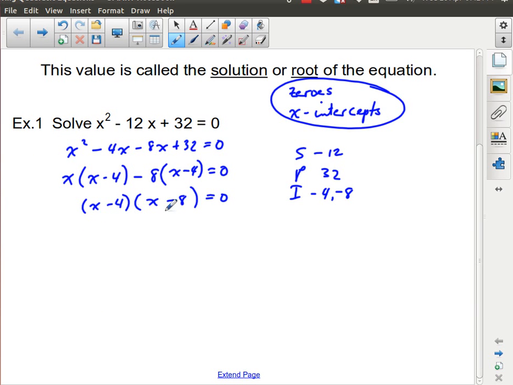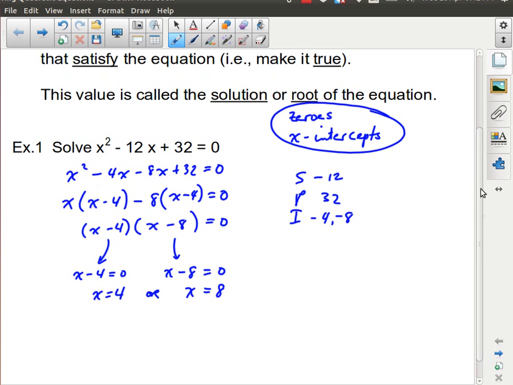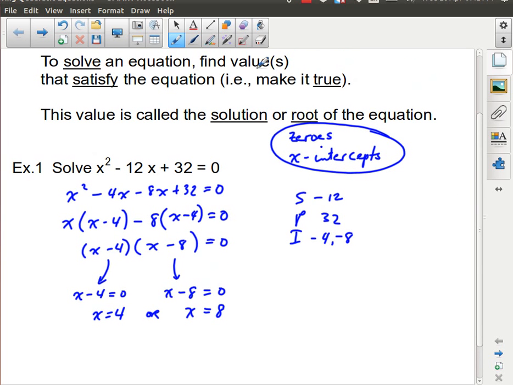I've got something times something else. I have a factor times another factor equal to 0. Well, the only way for that to happen is for one of those factors to be equal to 0. So x minus 4 must be equal to 0, giving me x equals 4. x minus 8 must be equal to 0, giving me x equals 8. So my answer is x equals 4 or x equals 8. That is my solution. And in this case, you can see to solve an equation, find a value or values. So here we have two values.